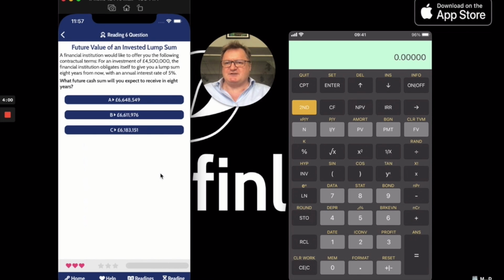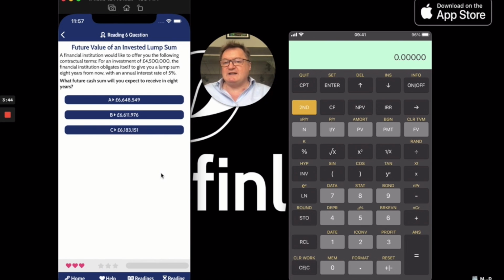So here's some details here. We've got £4.5 million. You're going to give that to a financial institution. They're going to pay you 5%, and they're going to give you the money back in 8 years' time, which is very good of them, don't you think? So let's do this on the calculator.